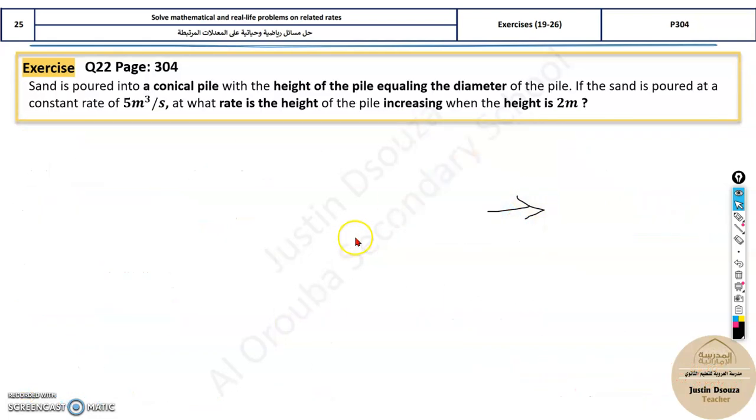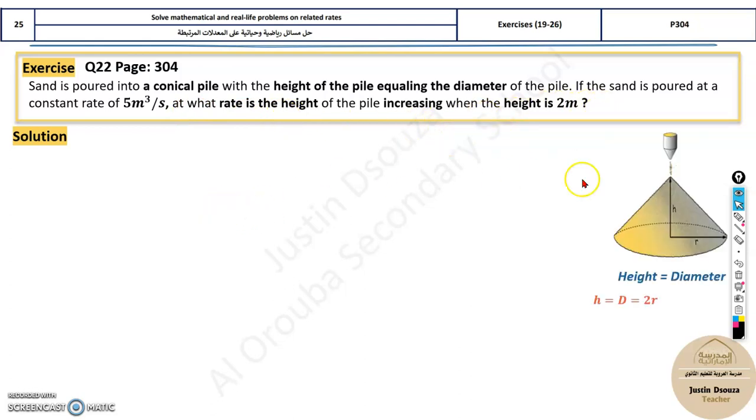We will see one more problem over here. Sand is poured into a conical pile with the height of the pile equaling the diameter of the pile. If the sand is poured at a constant rate of 5 meter cube per second, at what rate is the height of the pile increasing when the height is 2 meter? Now what this means is, let's understand this in a figure.